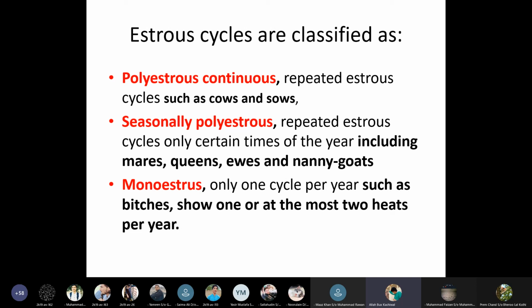So these are known as monoestrus animals, which show the estrus cycle once in a year, or they may show the estrus cycle twice a year. Therefore, the dogs and the cats may show this. They are monoestrus animals. They will show only one estrus in a year or twice a year.